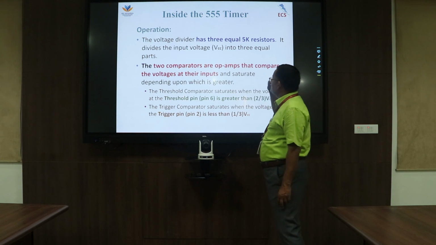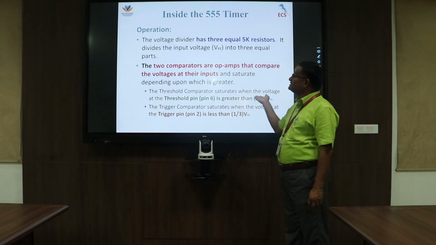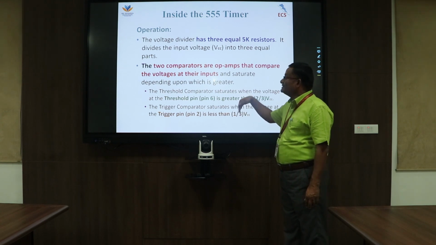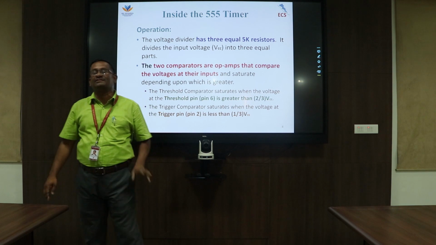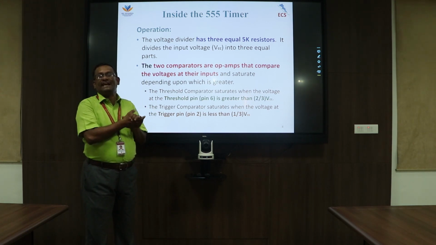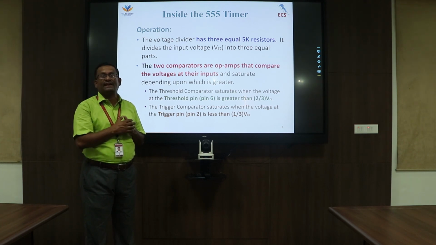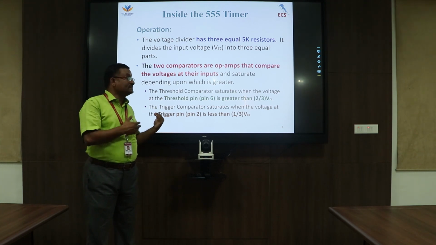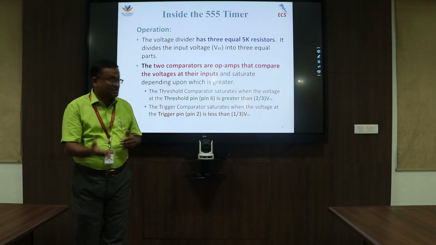So the 2 comparators of the op amps compare the voltage at the input and saturate depending upon which is greater. That is the very important thing. With respect to which is greater, according to the particular instantaneous time, the comparator will be on and off, so that we can use this IC 555 as a timing machine.